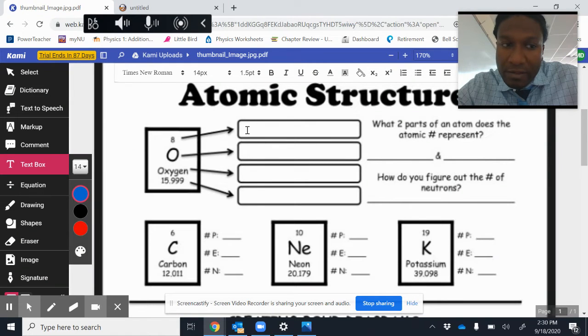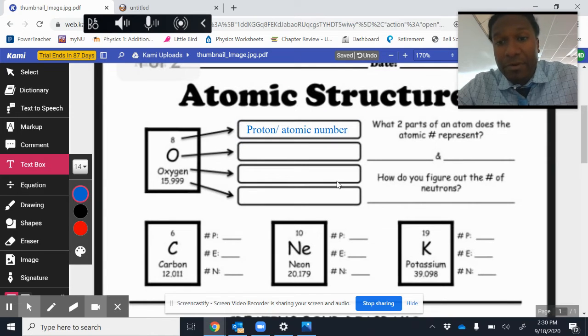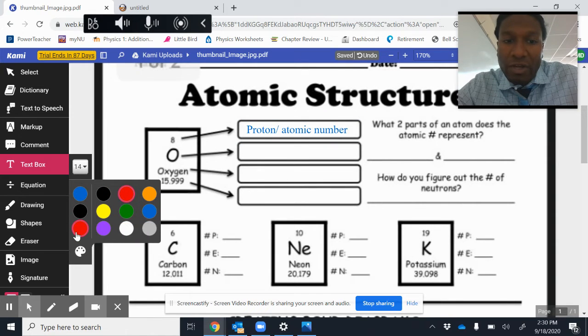So that 8, let's fill that in. And that's never going to change. That number is the same for all elements. It represents their protons and it represents their atomic number. So it's protons slash atomic number. You can use that term interchangeably. It means the same exact thing to a scientist. So you could say proton or you can say atomic number. Everyone will know you're talking about the same thing.